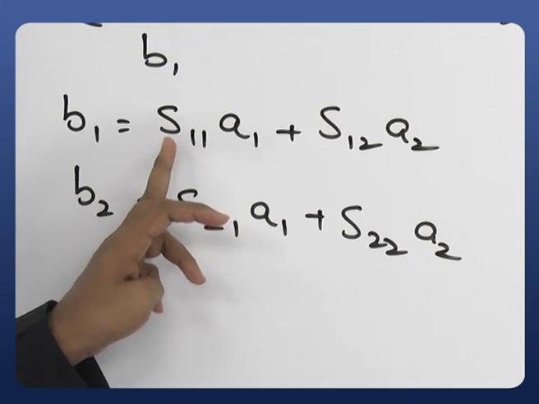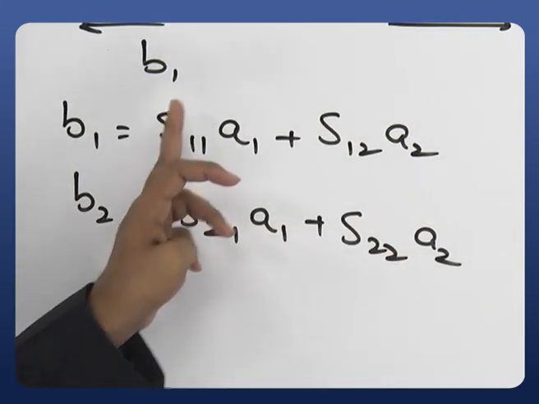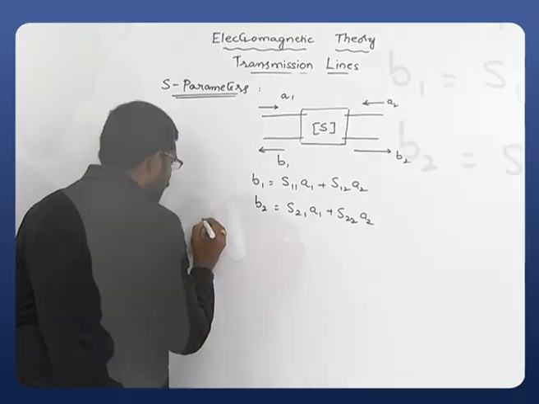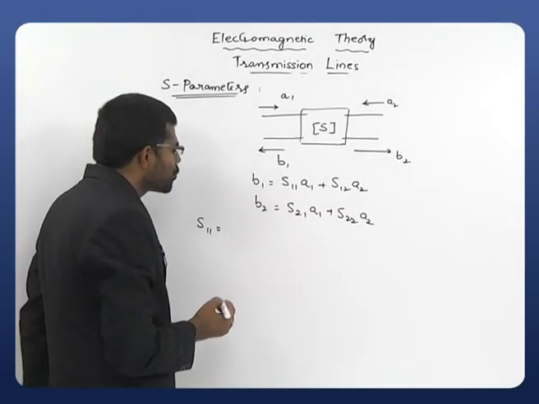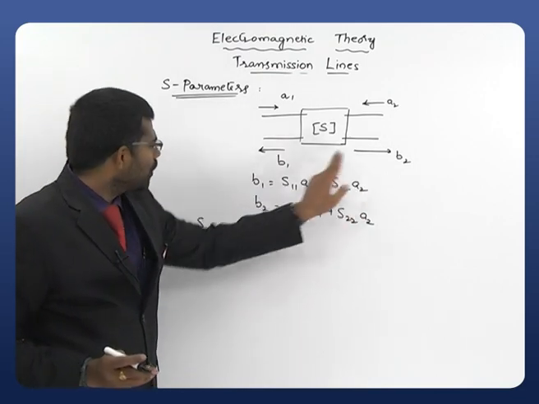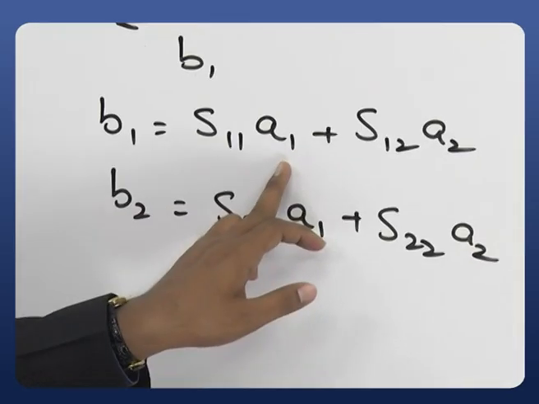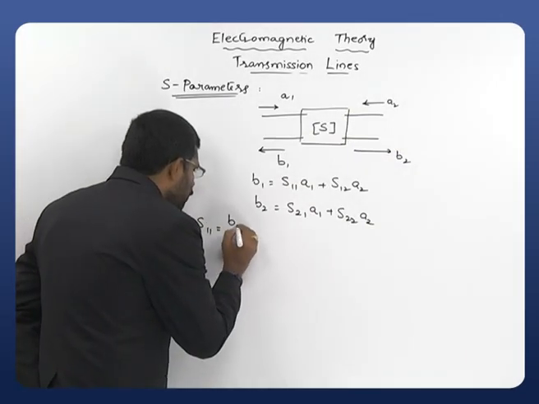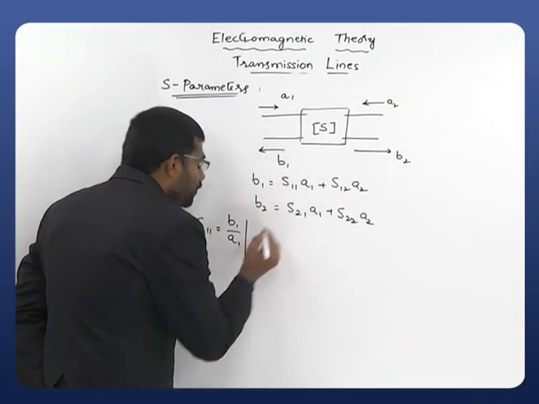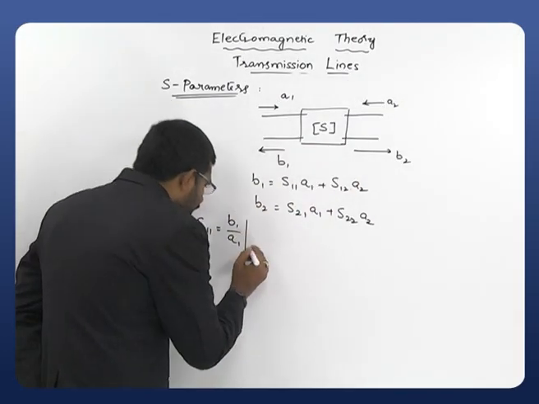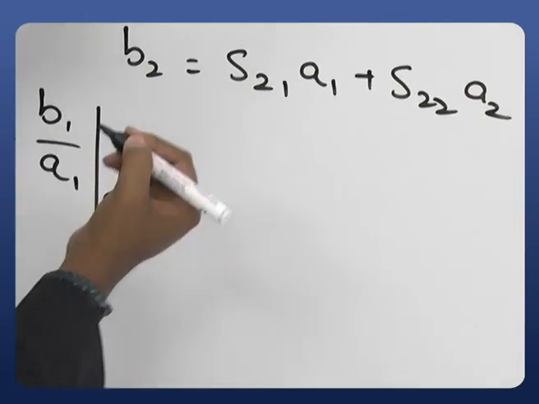One by one, I'll give you what these four coefficients are. Now start with S11. Now what is S11? For S11, just close this one. Then you can observe it is B1 by A1. Simply it is a ratio of B1 to A1. So S11 is equal to B1 by A1, provided A2 is equal to 0. If you are closing, it means you are making A2 equal to 0.